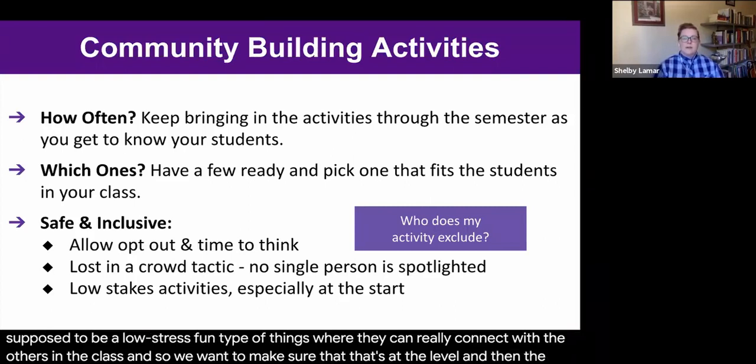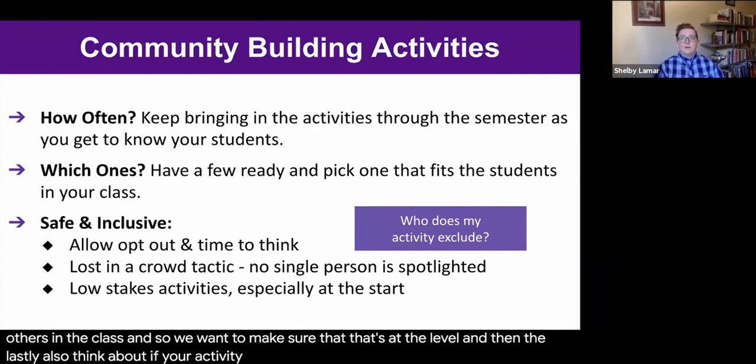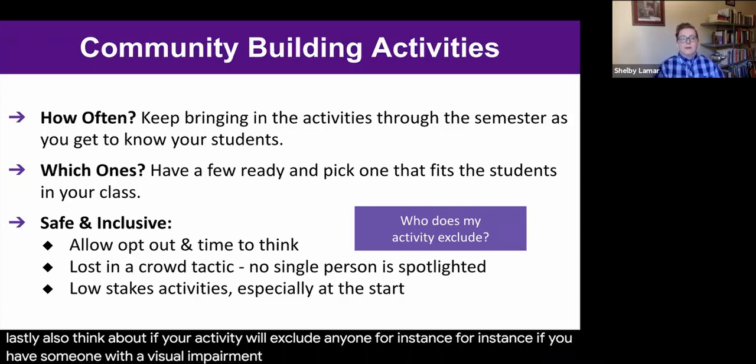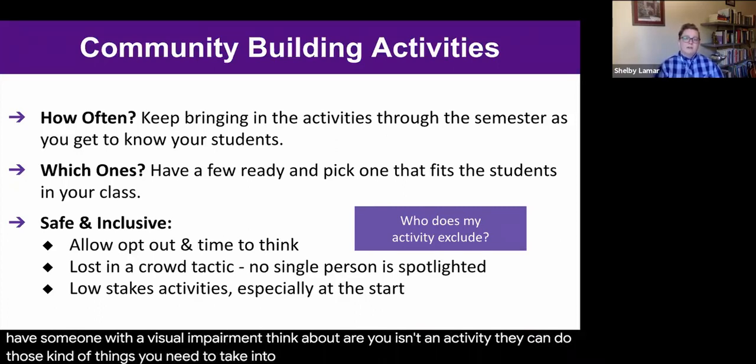And then lastly, also think about whether your activity will exclude anyone. For instance, if you have someone with a visual impairment, think about, is it an activity they can do? Those kinds of things you need to take into consideration.